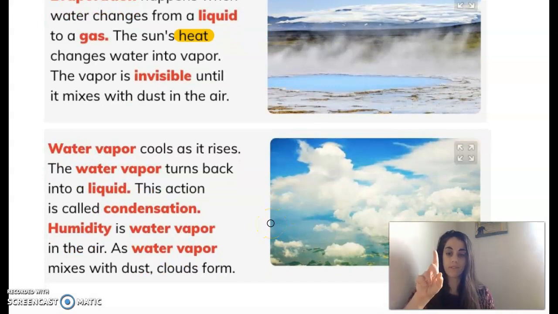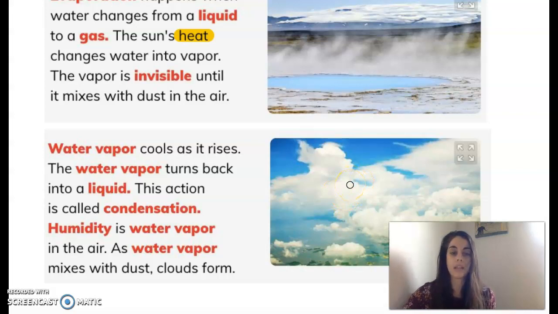First, listen and follow with your finger. Water vapor cools as it rises. The water vapor turns back into a liquid. This action is called condensation. Humidity is water vapor in the air. As water vapor mixes with dust, clouds form. Where are the clouds in the picture? Here they are.